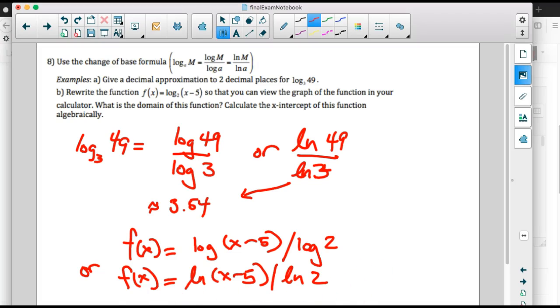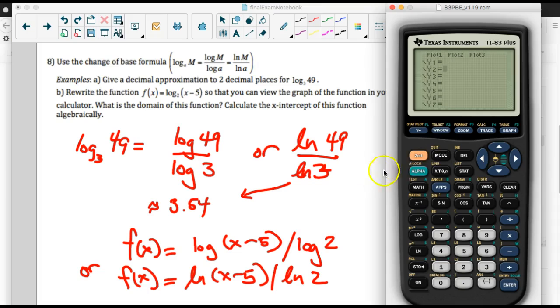So let's find the calculator. Here it is. So if we use log, it's log of x minus 5 divided by log of 2. So if we do that, that will give us a graph of the actual thing here. Let's do zoom 6. That's the standard window. Here it is right there. Okay, it moved over 5 units to the right because of the x minus 5.